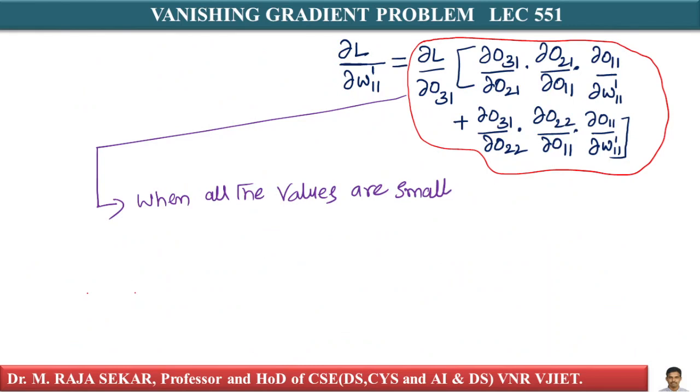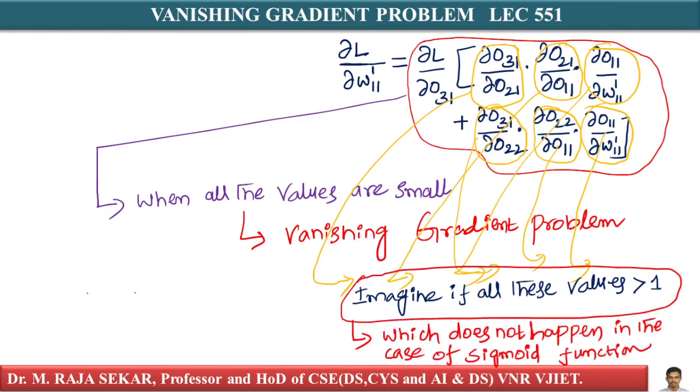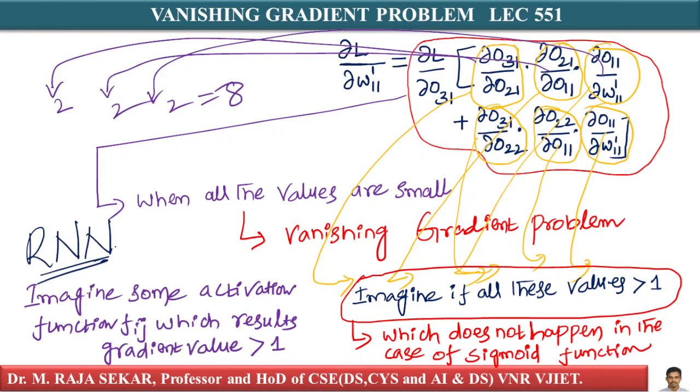You might wonder why exploding gradient occurs, again from the same chain rule. Because of the chain rule, you are multiplying lots of derivatives. When all these values are small, we had the vanishing gradient problem. Imagine some activation function fij whose derivative is greater than 1, which does not happen with the sigmoid activation function. Let's assume this derivative is 2, 2, 2. If I multiply them, I get 8, which is larger than the individual values of 2.